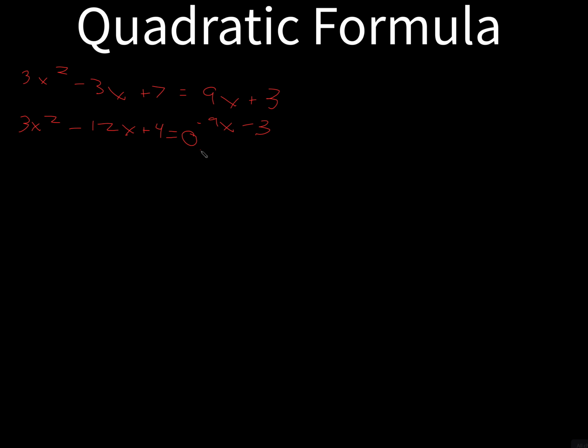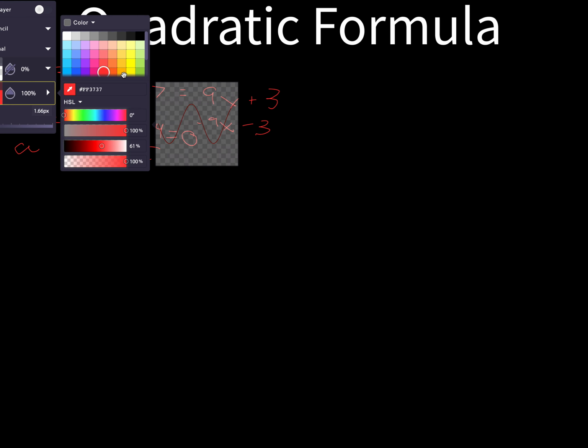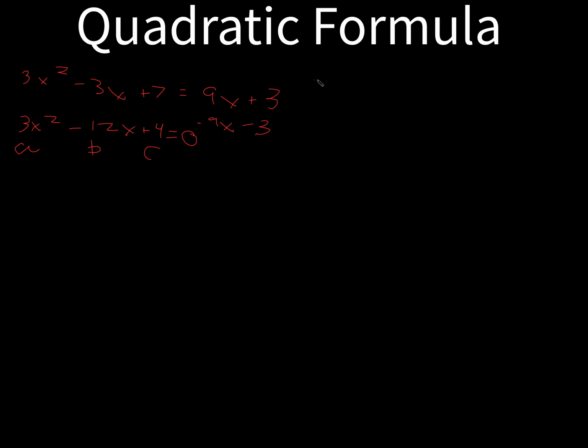Now that we have the right side set equal to 0, I'm going to go ahead and start on using the quadratic formula. This 3 here is going to be my A, negative 12 my B, and 4 C. Going to go ahead and plug that into the quadratic formula we've been working with this whole video. I'll write it here on the side just for reference in case we haven't memorized it yet. X is going to equal negative b plus or minus square root of b squared minus 4ac over 2a.